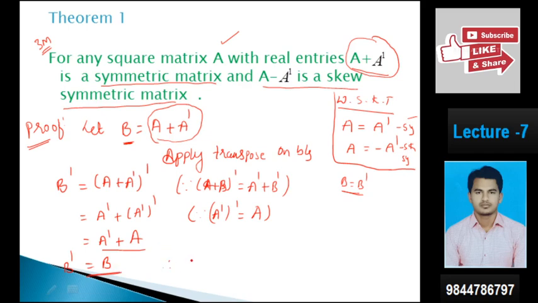Therefore B is equal to A plus A dash is a symmetric matrix. It is my symmetric matrix.